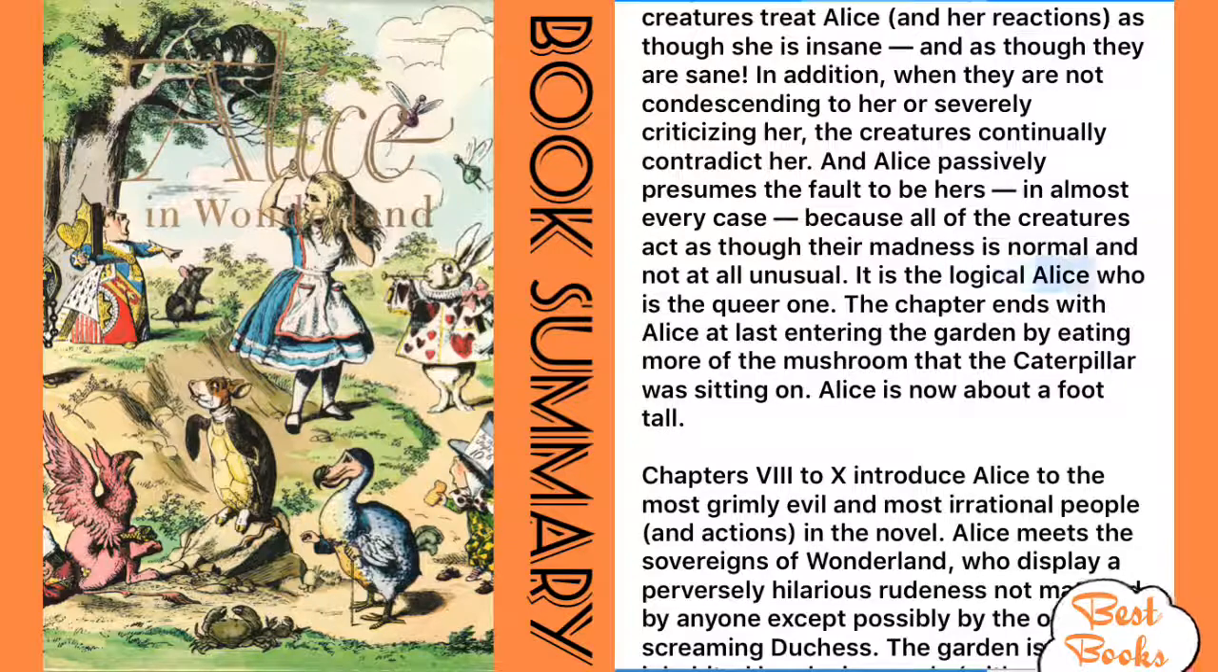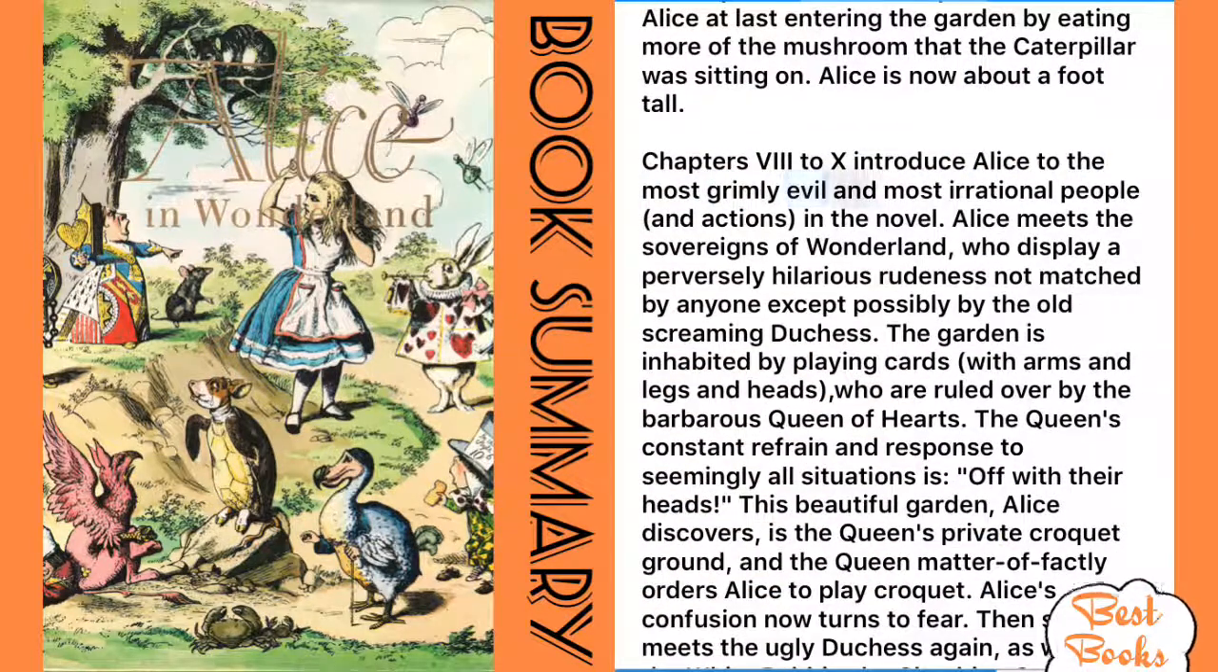It is the logical Alice who is the queer one. The chapter ends with Alice at last entering the garden by eating more of the mushroom that the caterpillar was sitting on. Alice is now about a foot tall. Chapters 8 to 10 introduce Alice to the most grimly evil and most irrational people and actions.